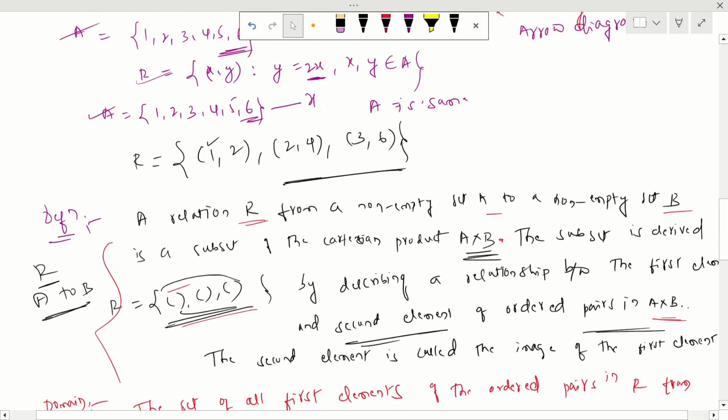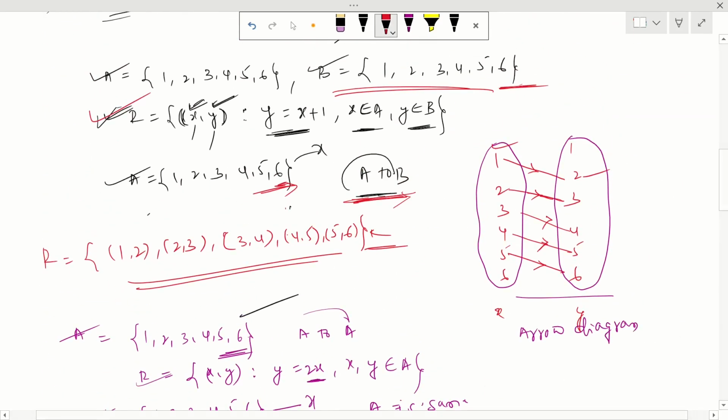I will show it here in the example. What is the domain? The domain consists of the first elements, meaning the elements of the first set which are matching to the second set. Which values are matching? 1, 2, 3, 4, 5 are matching, but 6 is not matching. So here the domain values are 1, 2, 3, 4, 5.